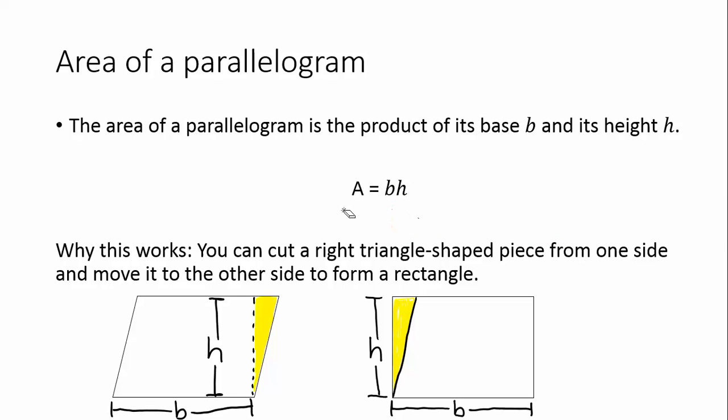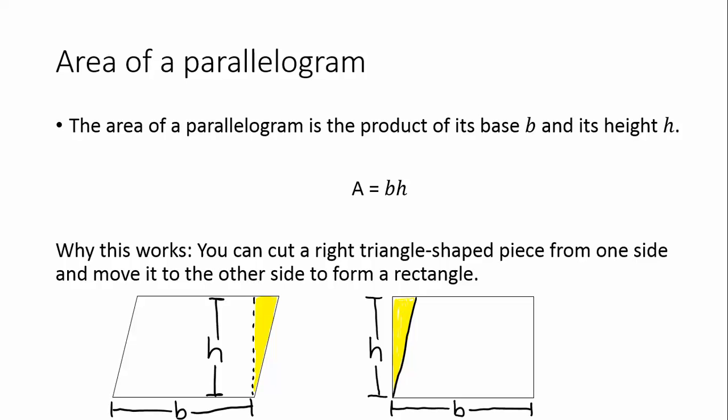Now let's look at a parallelogram. First of all, it's important to understand that a parallelogram is essentially a rectangle that's kind of been shifted a little bit, so the angles inside aren't necessarily 90 degrees. But the area of a parallelogram is the product of its base and its height. And you can see the picture on the left at the bottom. That's what a parallelogram looks like.